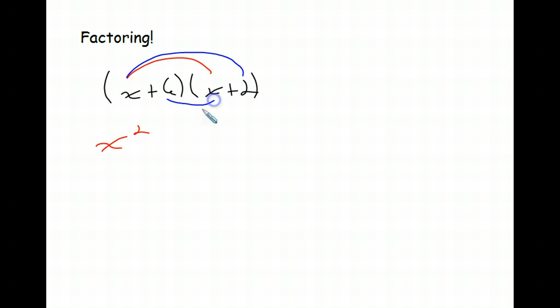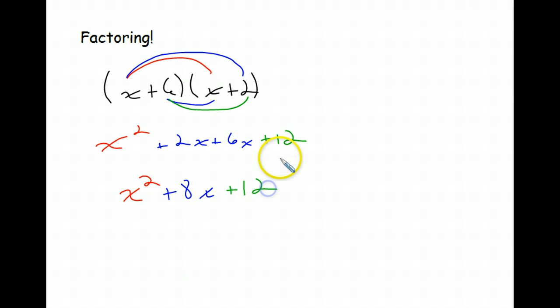We would distribute the 6 to the x. We would have plus 2x plus 6x. We would also want to distribute the 6 and the 2, so that would make plus 12 at the end. Well, if I combine like terms, I still have x squared. 2x and 6x will combine together to make 8x. 12 we'll just stick on the end as plus 12.